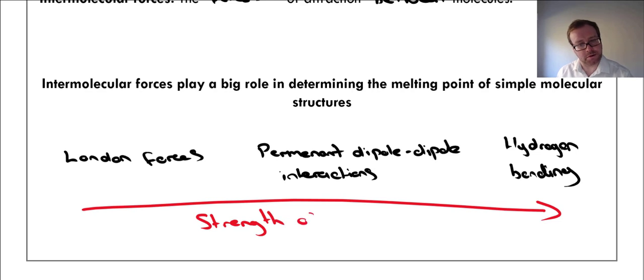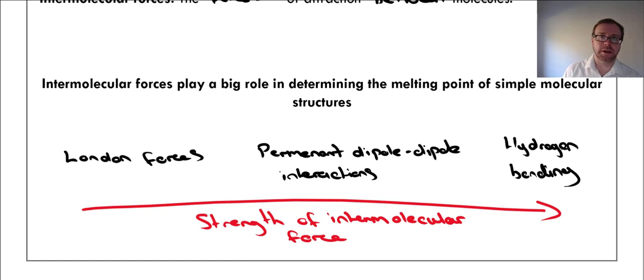And the strength of intermolecular force. Okay, so my weakest intermolecular force is London forces, and my strongest is hydrogen bonding. Okay, that's all I want to say about intermolecular forces for now.